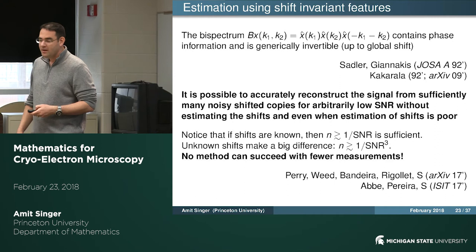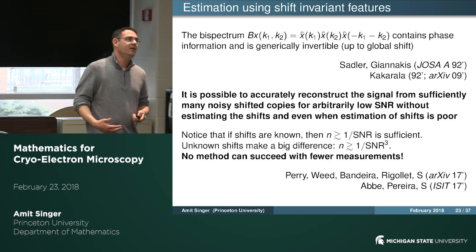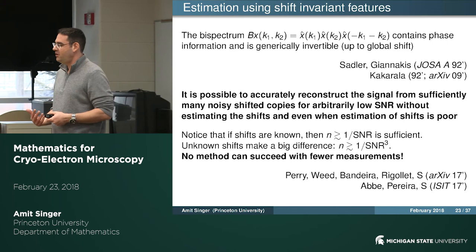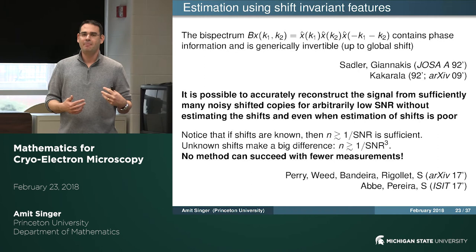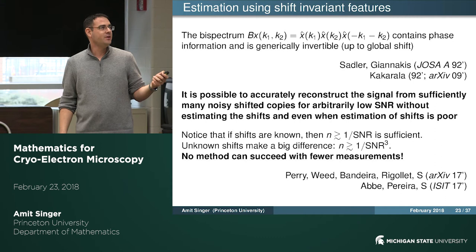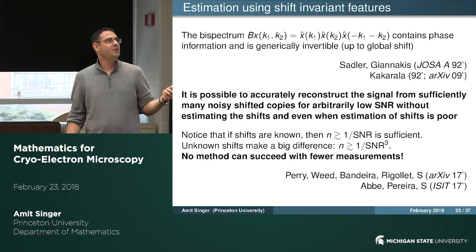Now the claim is that the bispectrum contains the phase information and is generically invertible up to a global shift of the signal. That is, if you know the bispectrum and your signal is generic, let's say its power spectrum does not vanish, then you can invert from the bispectrum and get back the signal up to a global shift. For example, everything is up to a shift anyway. If you guess, say, the phase of frequency 1, then you can get the phase of frequency 2.